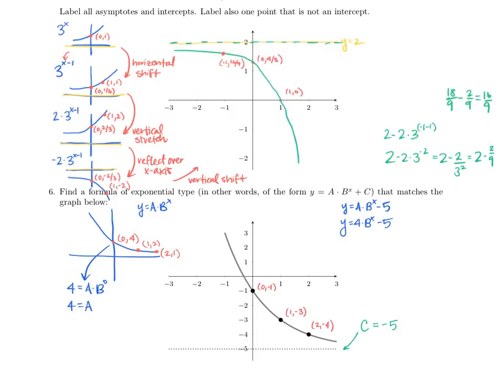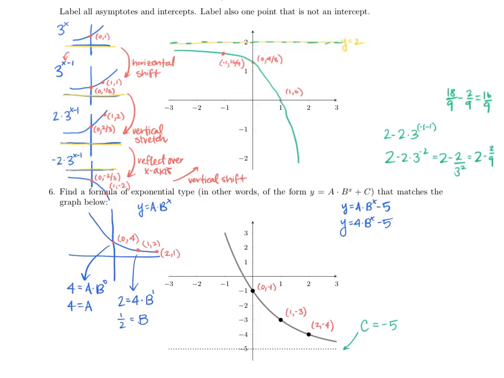And then we can use one of the other points, knowing that a is equal to 4. We know then when x is equal to 1, y is equal to 2. So that means we have 2 equals 4 times b to the first power. So if we take 2 and we divide it by 4, we get 1/2. And we know that that's b. Easy as pie, right? So we've solved for a, we've solved for b.